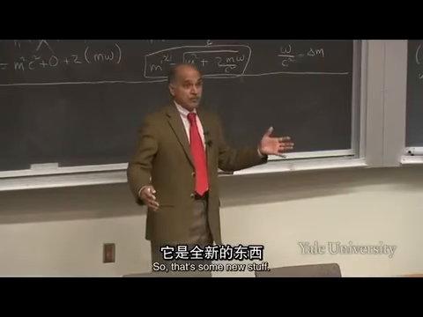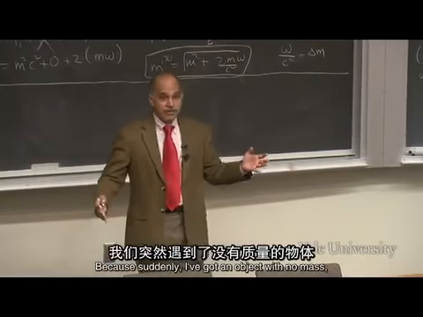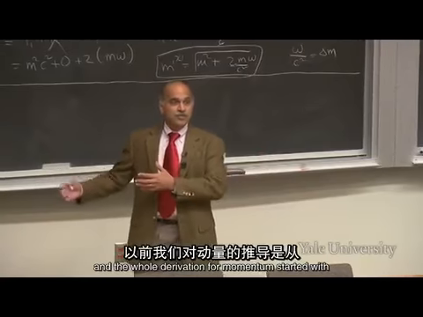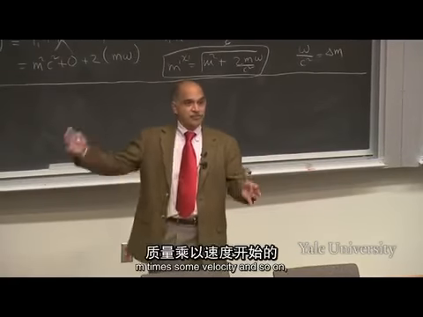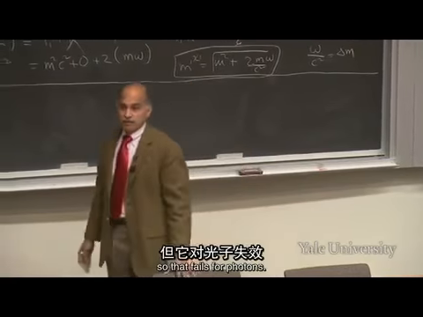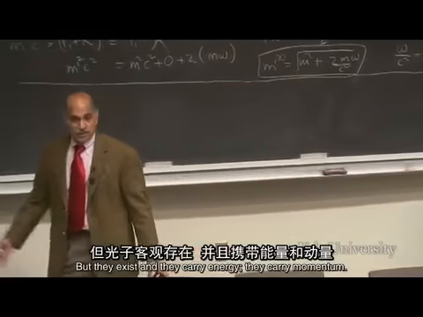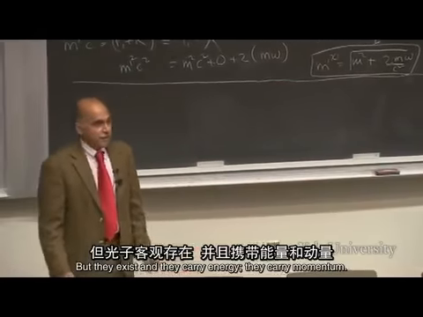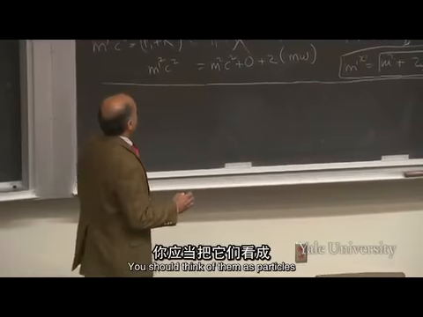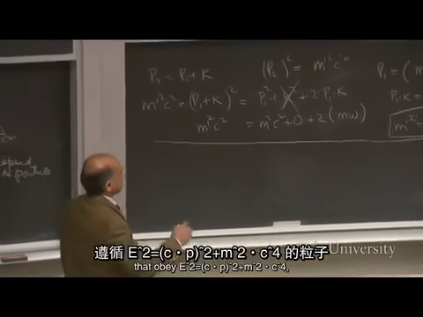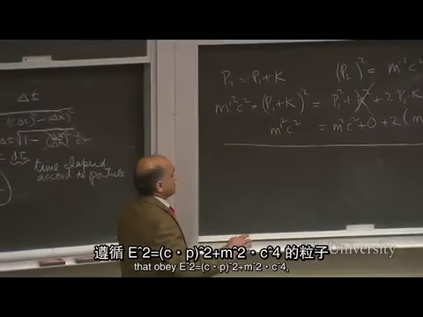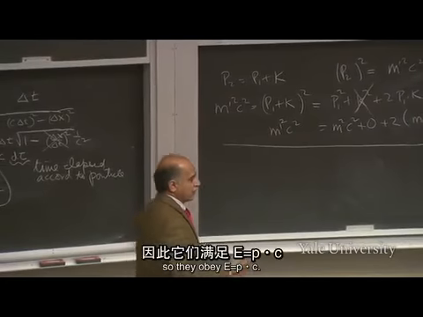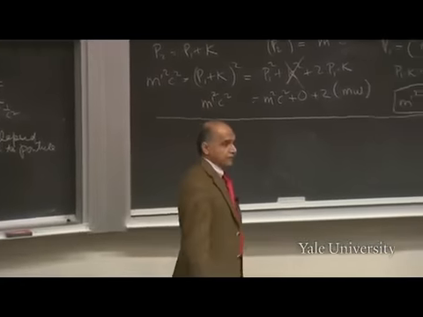So that's new stuff, because suddenly I got an object with no mass, and my whole derivation for momentum started with m times some velocity and so on. So that fails for photons. But they exist and they carry energy, they carry momentum. You should think of them as particles that obey E squared equals c squared p squared plus m squared c to the 4th, with m equal to 0. So they obey E equals pc.